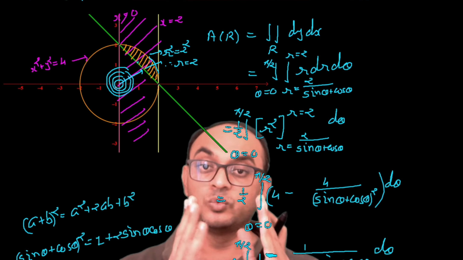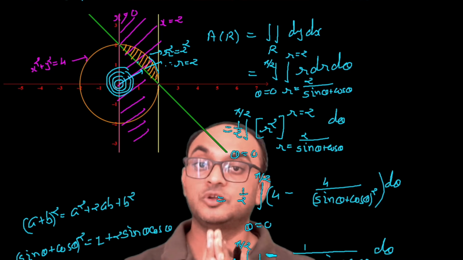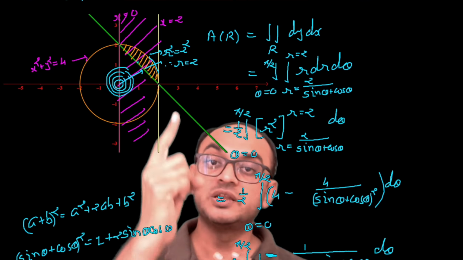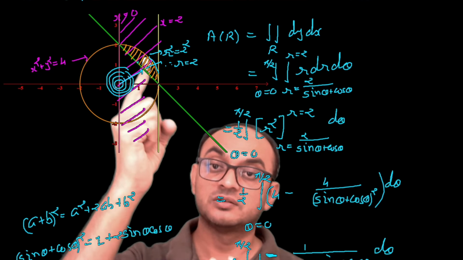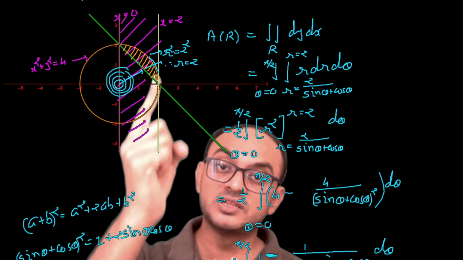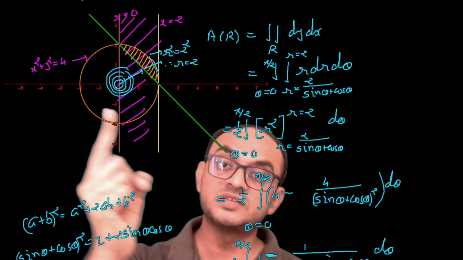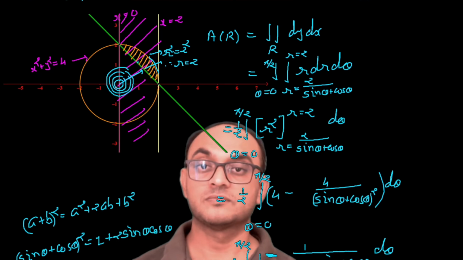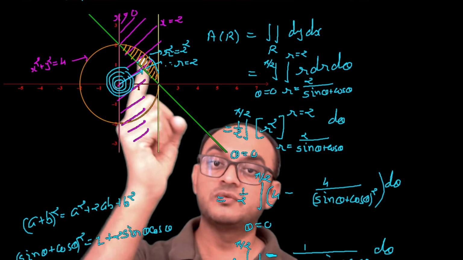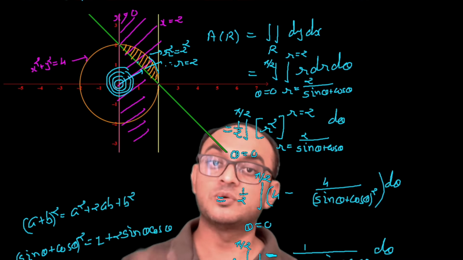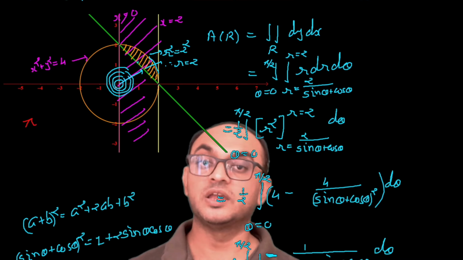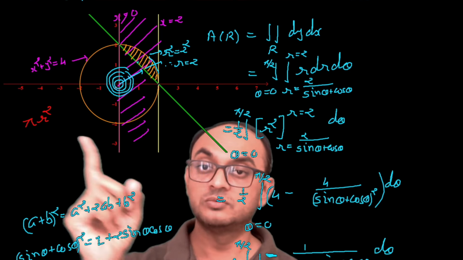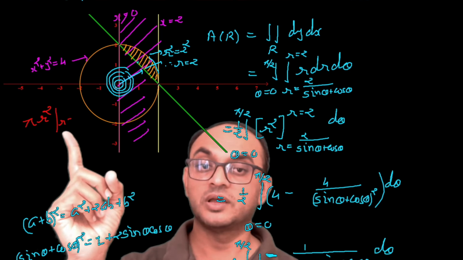This is a very nice region. You may verify your answer. What is the area? Here pi by 2. Now look at the region R. If you consider only the circle, then what is the area of this circle? This is the circle of radius 2. So what is the area? It is pi into r square, and r is equal to 2.